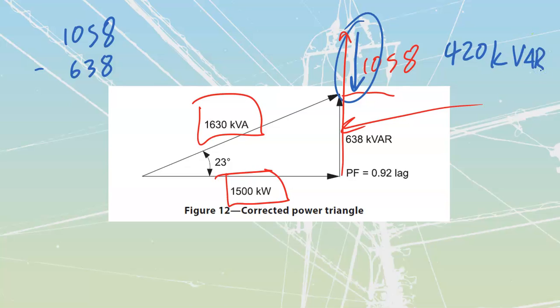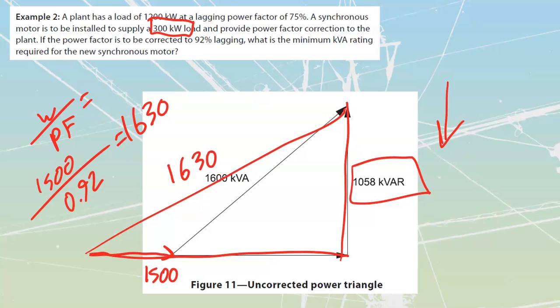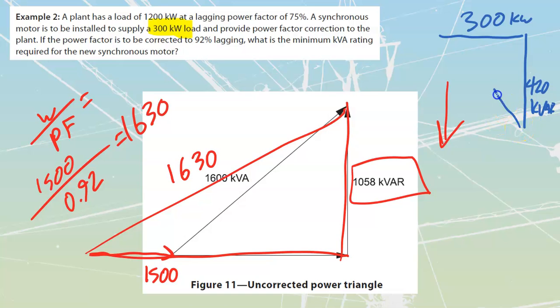Okay, so now we have our kVAR rating. What this tells us is that we know exactly what setting we need to have on our motor. We know that this motor needs to supply two things in order to fix this plant and supply the new load. We know that the motor is going to have to give us the 300 kilowatts, as well as 420 kVAR. So we can just create a new triangle in the opposite direction, 300 kW, 420 kVARs leading, in the opposite direction, which we would then be able to, once again, if we wanted to, calculate that kVA.